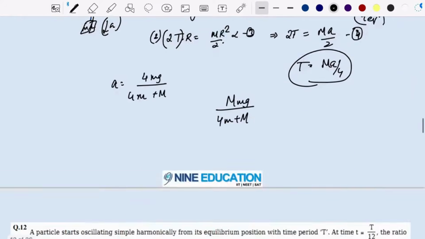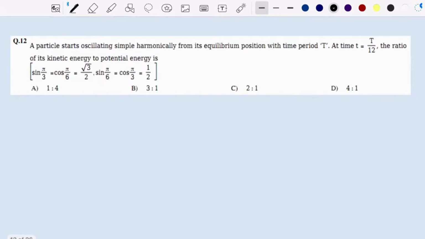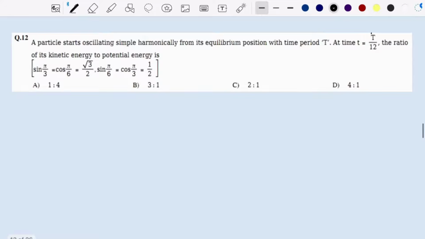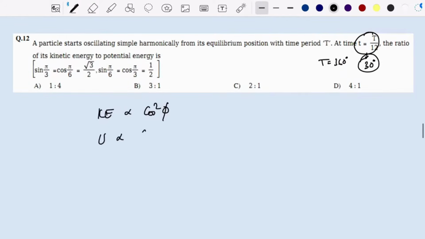Now, a particle is oscillating harmonically at t is equal to T by 12. T by 12 means one time period is 360 degrees. So this T by 12 makes it 30 degrees, and remember, phase is everything. Kinetic energy will be proportional to cos square of the phase because it is linked with velocity, and potential energy is linked with sine square of the phase. Cos square of 30 will give you 3 by 4 times some value, and this will give 1 by 4 of the value. The ratio of these both will be 3 by 1.